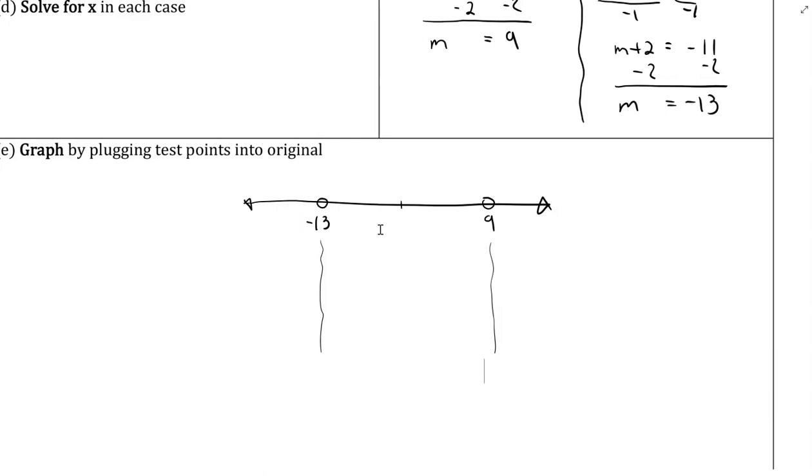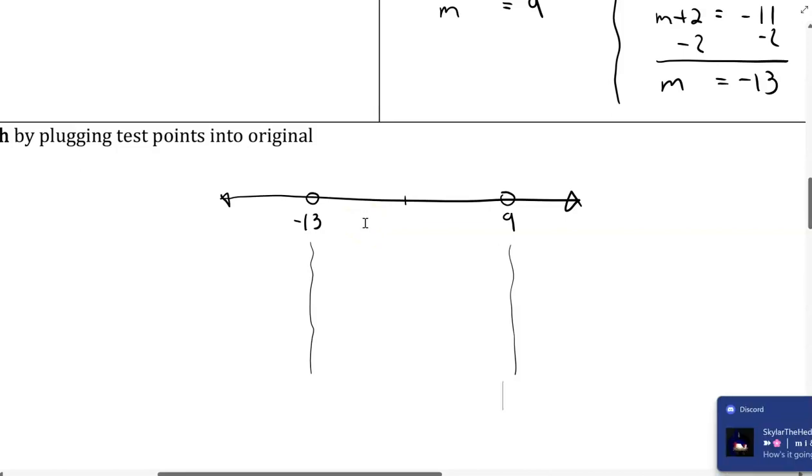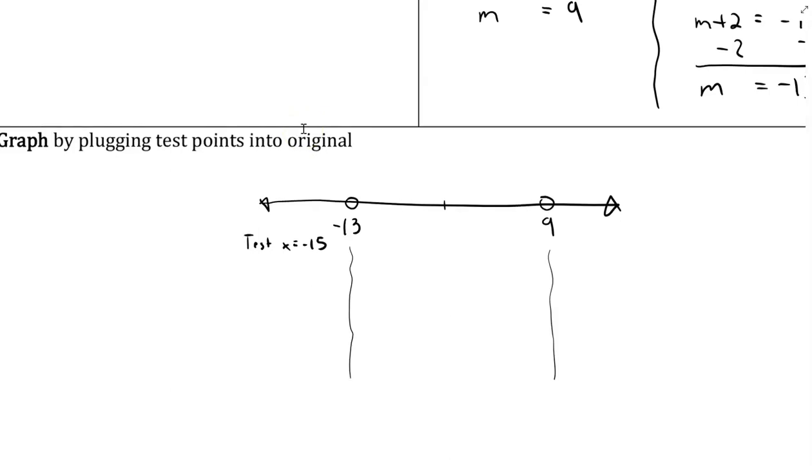So let's go ahead and do the leftmost section. Okay, I need a number that is less than negative 13, right? A number to the left of negative 13. It doesn't matter what number we pick, so I'm going to go ahead and go with negative 15. So I'm just going to test x equals negative 15. It doesn't have to be negative 15 specifically. It just has to be a number that is to the left of negative 13.